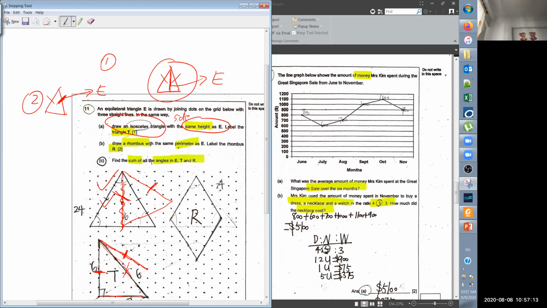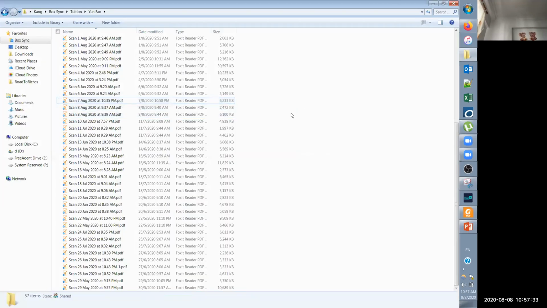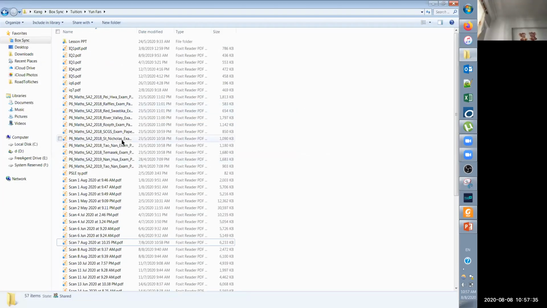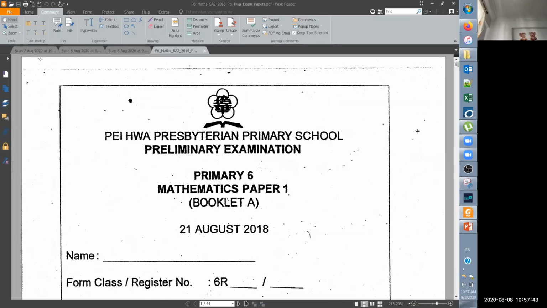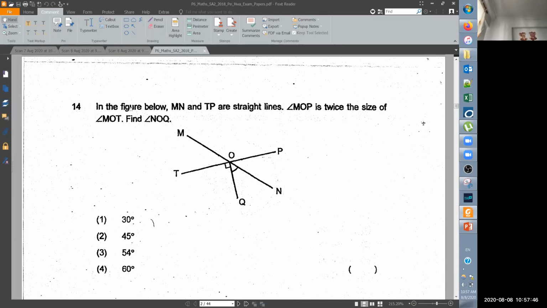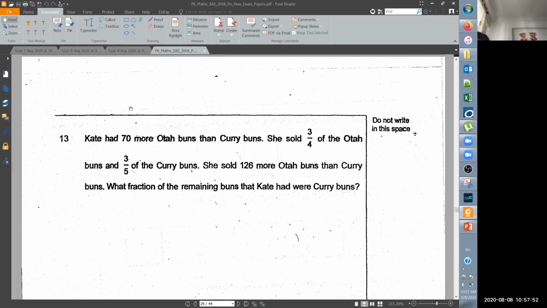Okay, next, draw a rhombus with the same perimeter as E. 我懂了，我懂这个题目问的是什么了。英文上，OK, I need to get a new paper. 我要去拿一个新的题目出来。Okay, let me get a clean one. Okay, now I understand already. I understand what the question means. Yeah, sometimes the English is a bit confusing, but yeah.